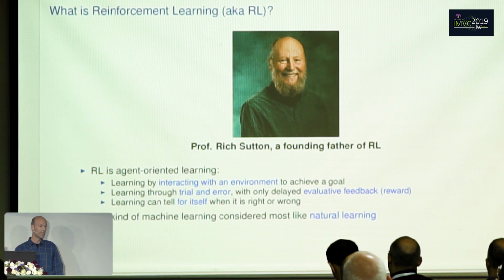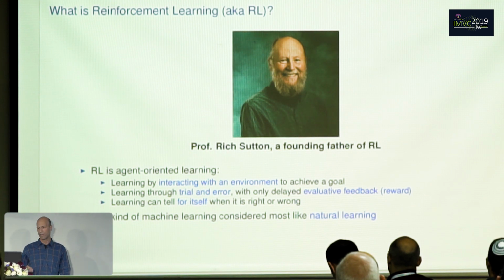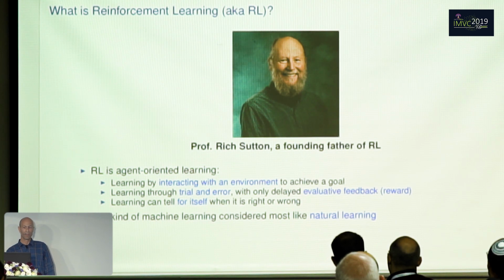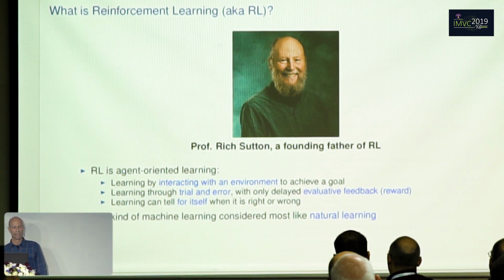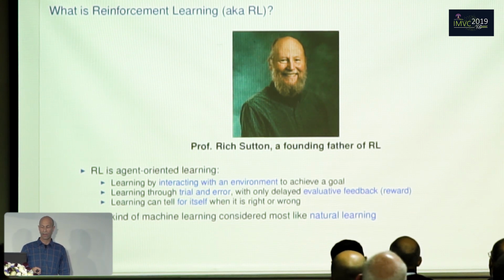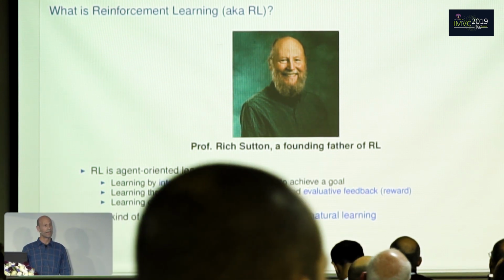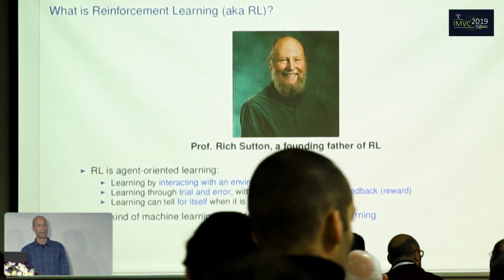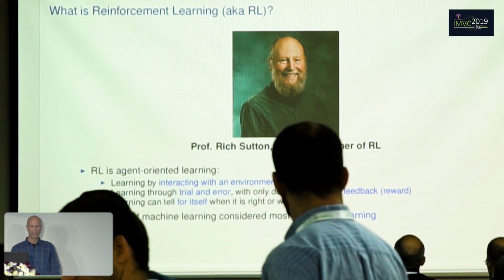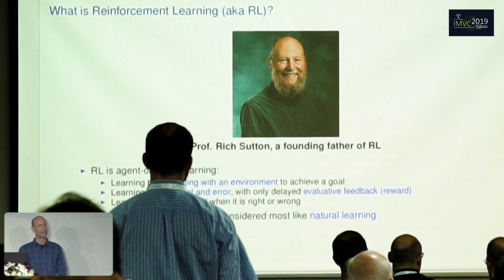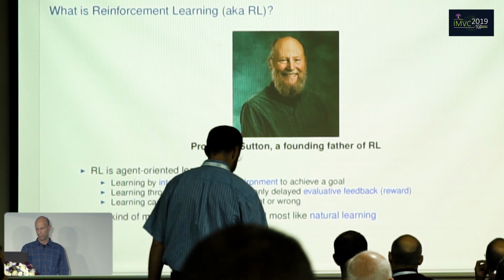For those of you who know supervised learning, where we give correct examples or labels to the learner, in reinforcement learning, no one is telling the agent the correct decision, but only this evaluative feedback called reward, which we will see later what it means, roughly telling how good the current action is. One nice feature of RL is that learning can tell for itself when it is right or wrong. It doesn't need supervision. And in general, reinforcement learning is considered a kind of machine learning that is most like natural learning that we can find in animals and perhaps in humans.